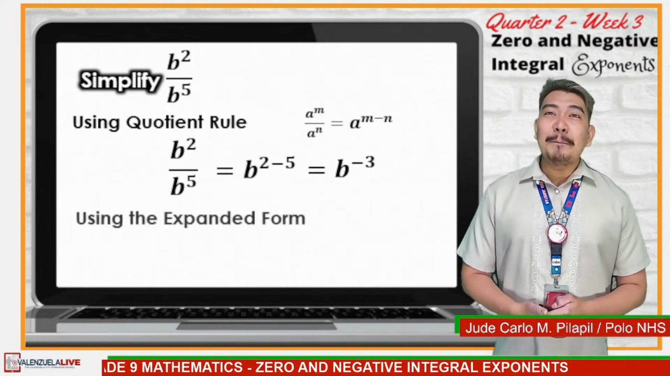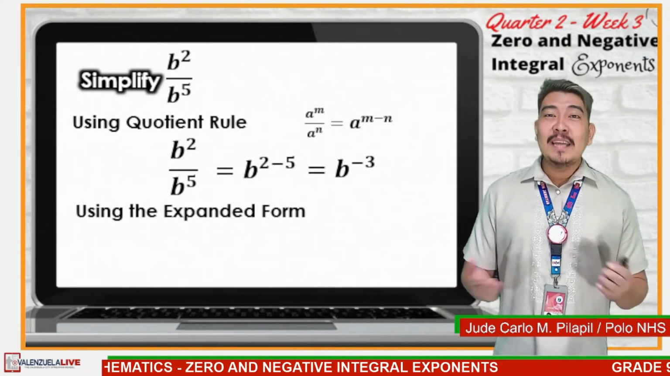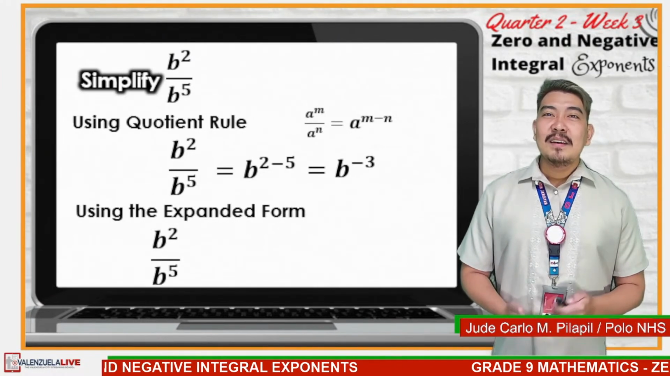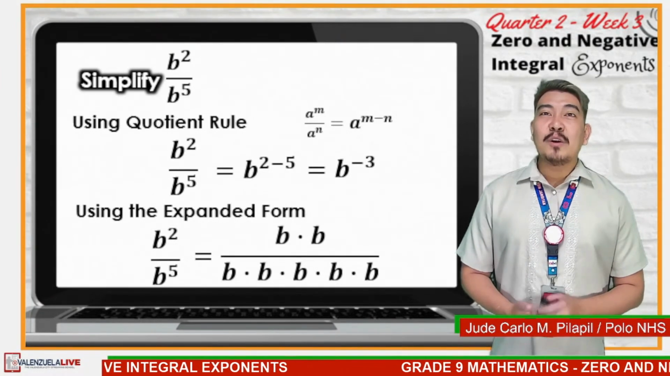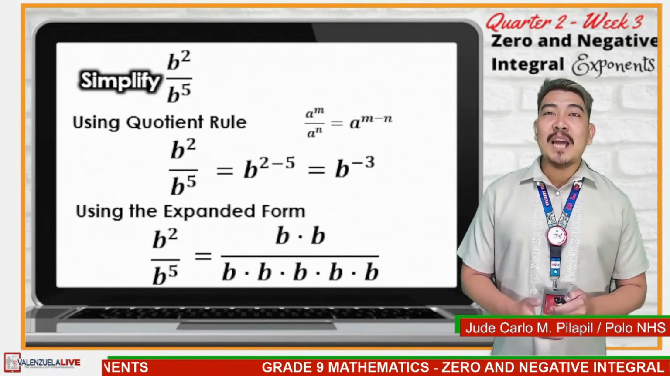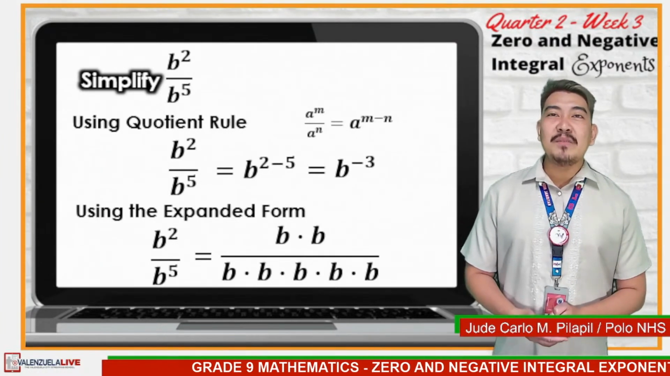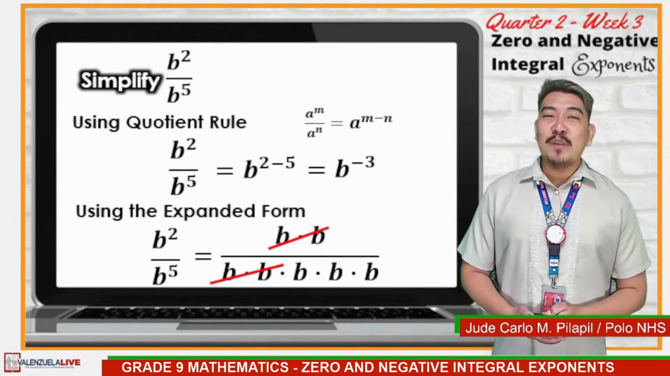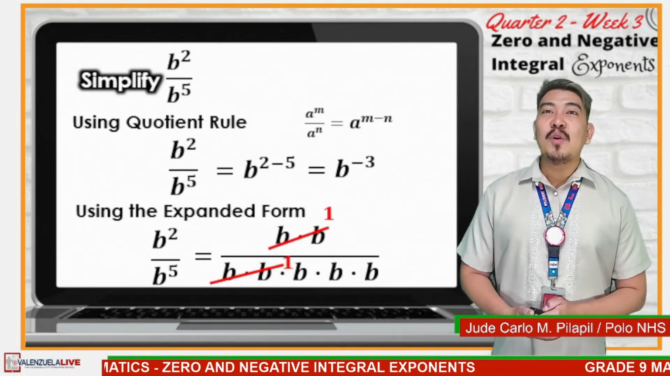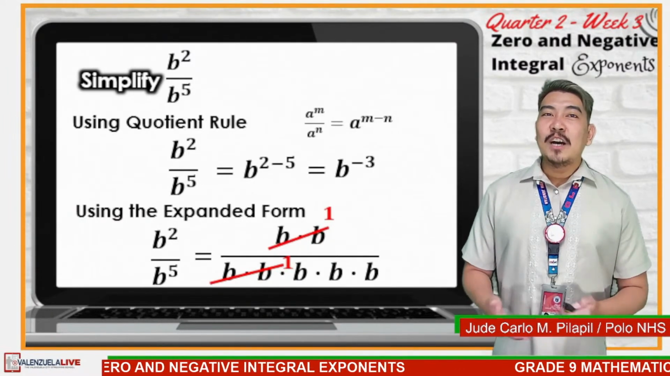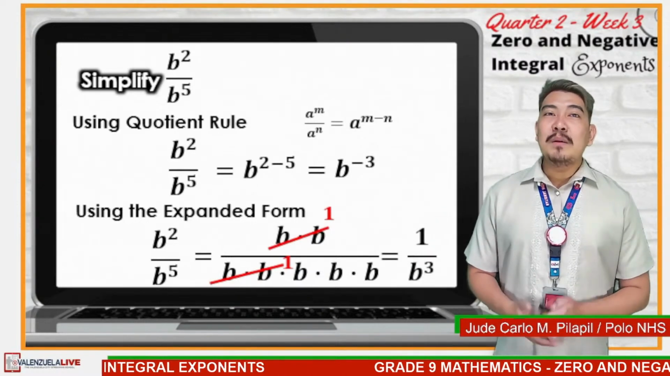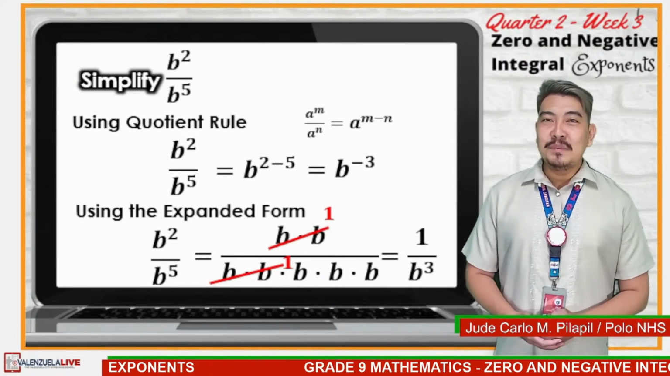Likewise, if we apply the expanded form in simplifying, we will obtain b times b for b squared over b times b times b times b times b for b raised to 5. We can cancel out the common factors, b times b, since it is equal to 1. Thus, if we are going to multiply, that will be 1 over b cubed.